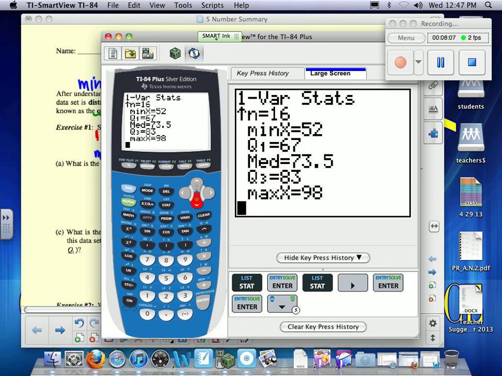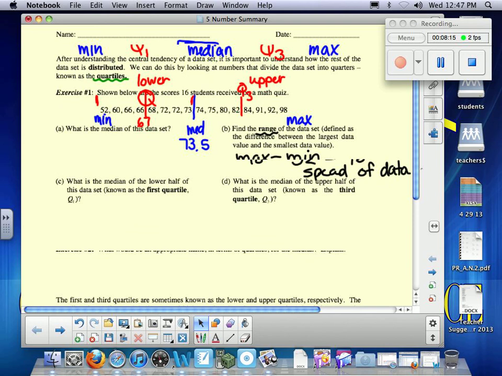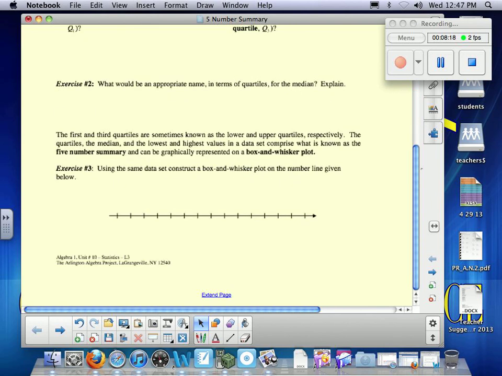Great. The other good news is we're going to now use our data and make a box and whisker plot. So down at the bottom of our paper, they have left for us on our notes a number line. And on top of that number line, we are going to build a box and whisker plot. Let's have a brief conversation about our number line.